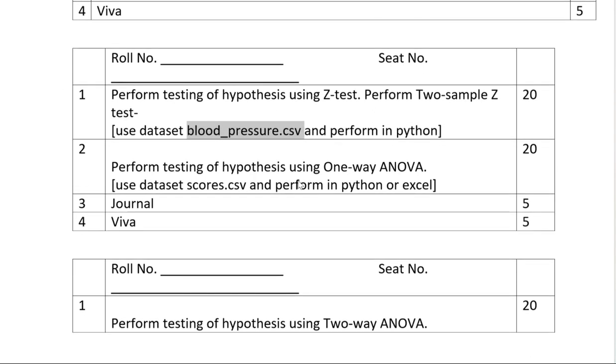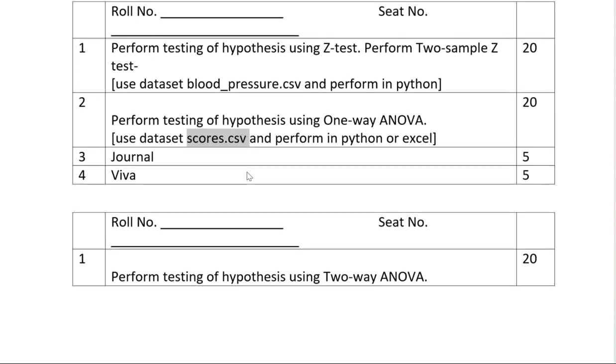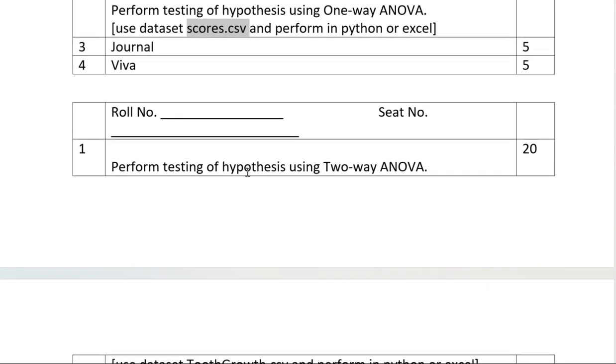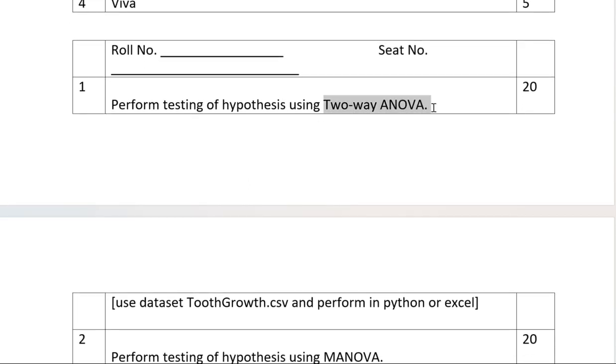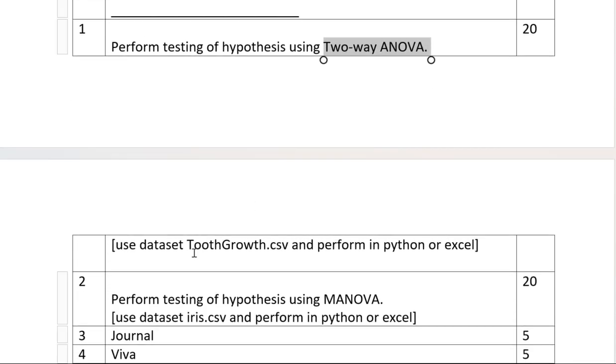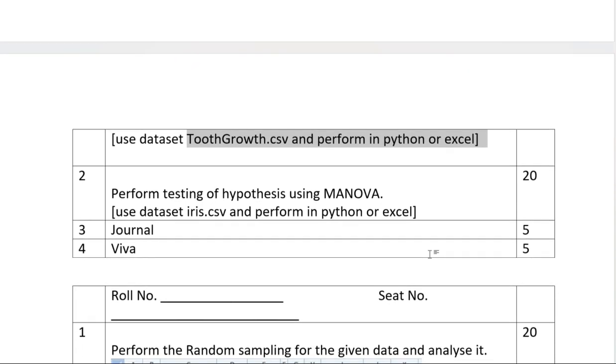pressure.csv file is used. Then perform testing of hypothesis using one-way ANOVA. For this we use the scores.csv file and perform it in Excel or Python. Then two-way ANOVA. For two-way ANOVA we have to use the file toothgrowth.csv and perform it in Python or Excel.